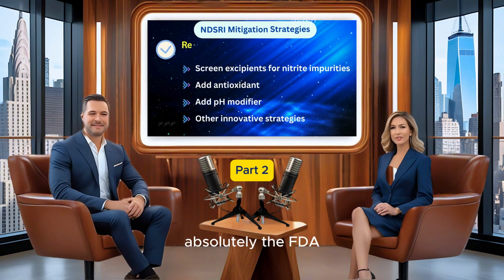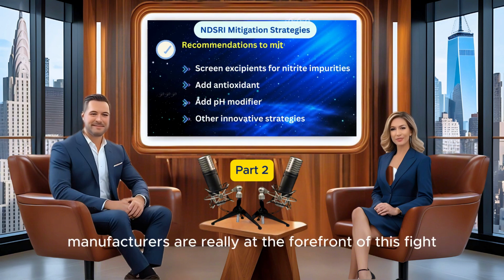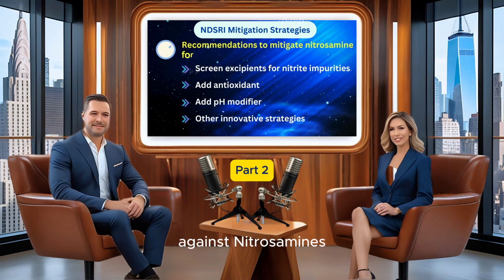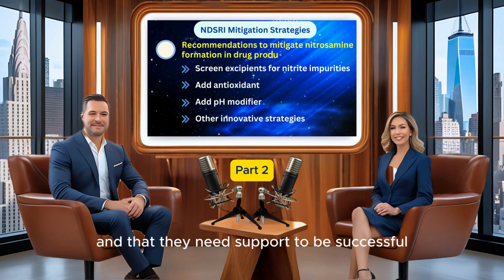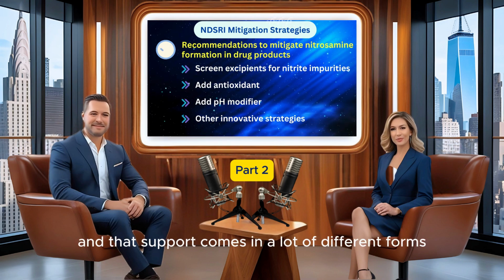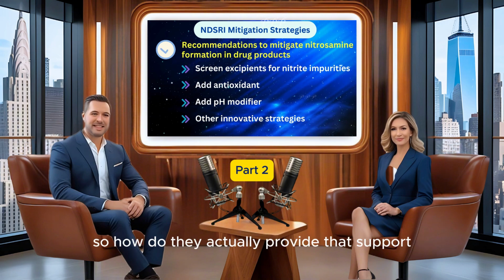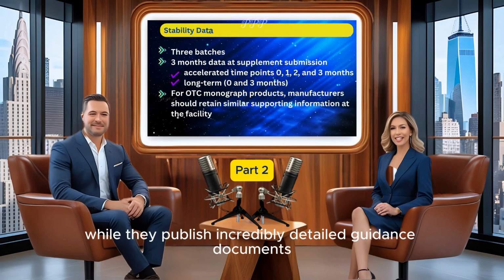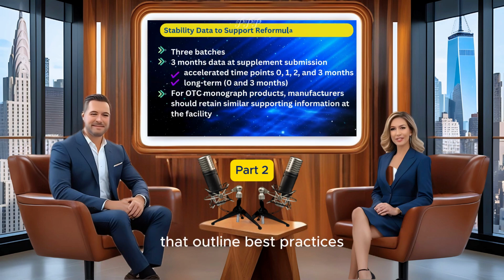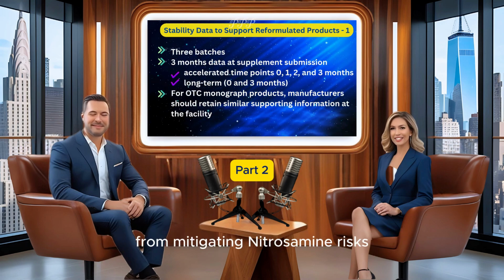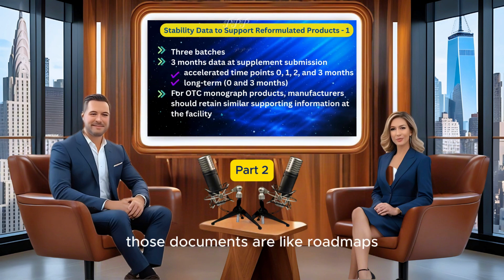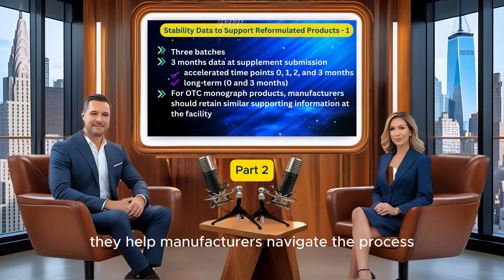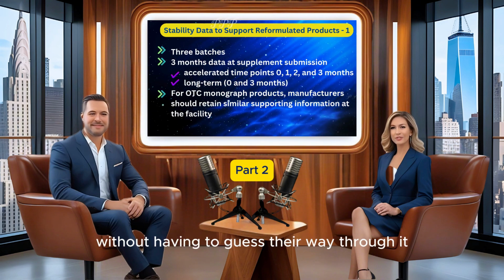Absolutely. The FDA recognizes that manufacturers are really at the forefront of this fight against nitrosamines and that they need support to be successful. And that support comes in a lot of different forms. So how do they actually provide that support? What kind of resources are we talking about here? Well, they publish incredibly detailed guidance documents that outline best practices for mitigating nitrosamine risks. Those documents are like roadmaps. They help manufacturers navigate the process without having to guess their way through it.